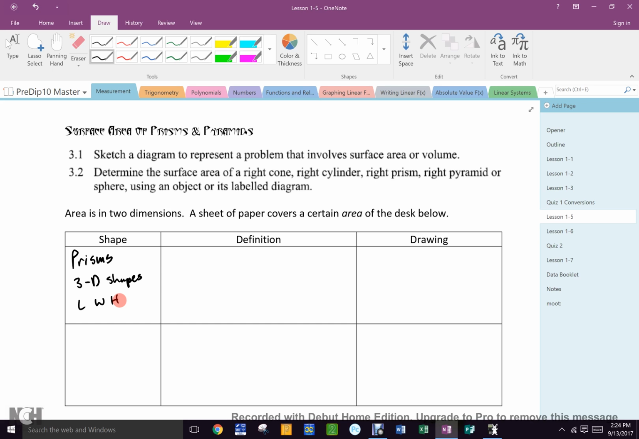Now, this is always fun for me because I'm going to say, who can tell me what a prism is? Go. Dang. Nobody can tell me what a prism is? That's a pretty simple question in math class.